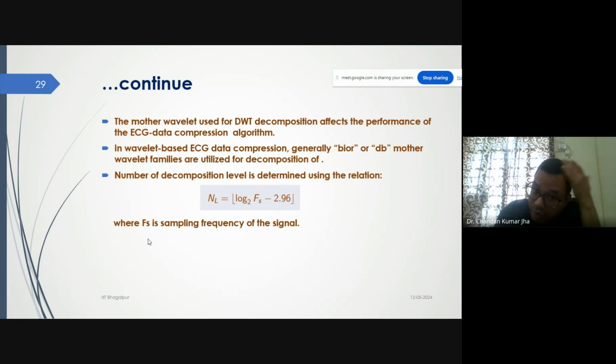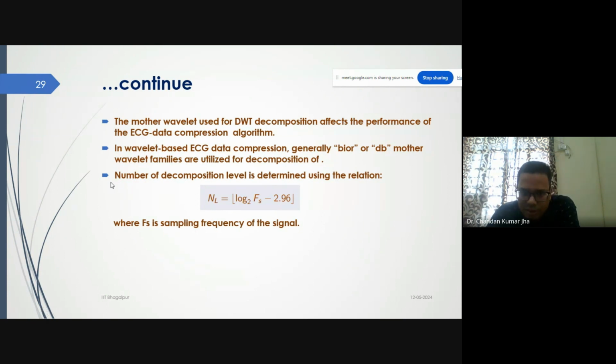Now about the mother wavelet: as the wavelet transform has been very widely developed, there are different kinds of mother wavelets. From the ECG point of view, usually the biorthogonal or Daubechies mother wavelet is used, denoted by BIOR, meaning biorthogonal, and DB, meaning Daubechies. These two mother wavelet families are widely used to decompose the ECG signal.